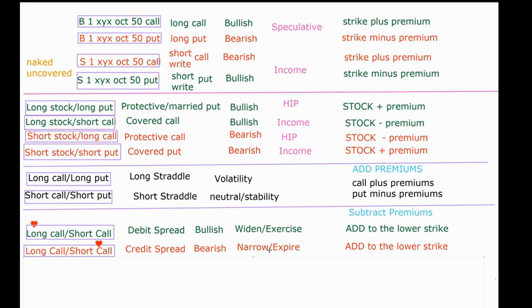Because remember, I have money in my pocket. So I want it to stay that way. I want the money to stay. So if it expires, I keep the money. And again, you subtract the premiums because it's a buy and a sell, and you still add to the lower strike. So in a call spread, you still add to the lower.